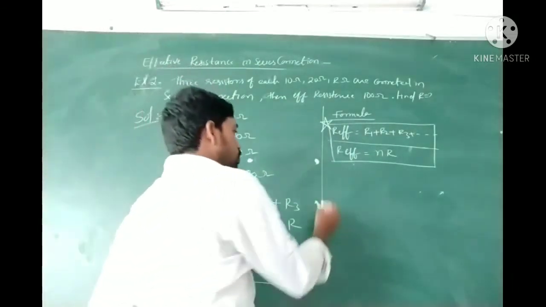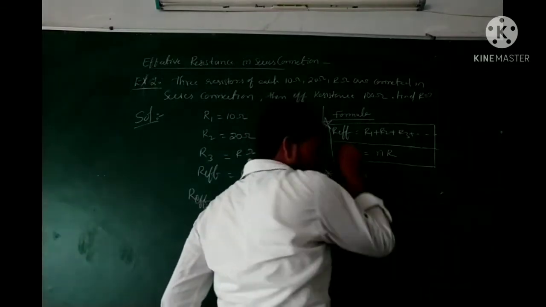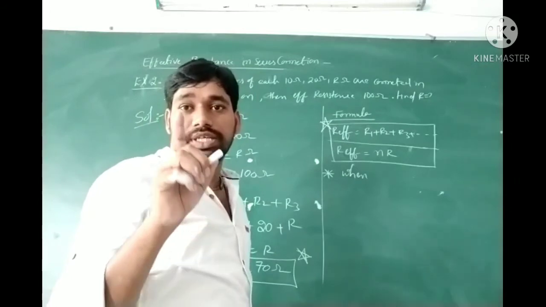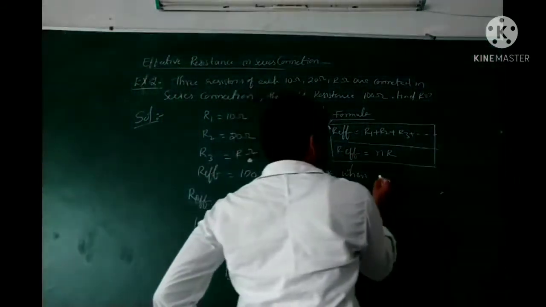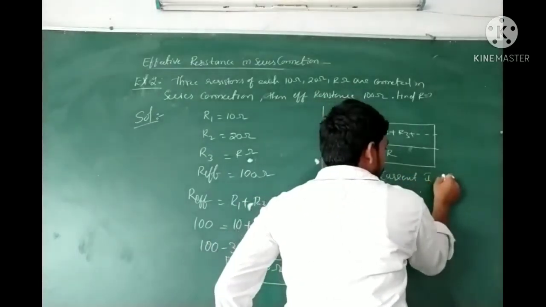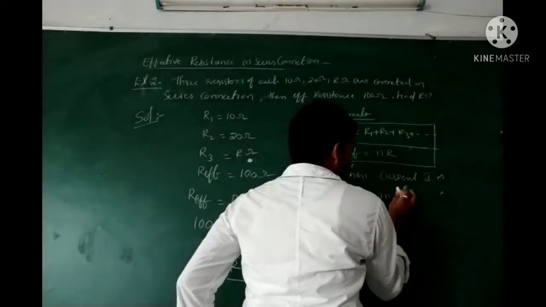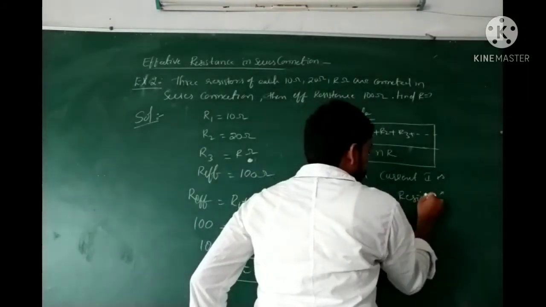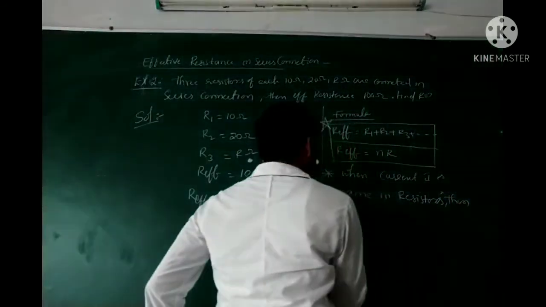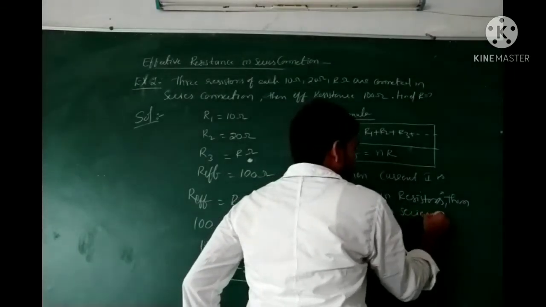And the major point we have to remember: when the current flowing through the resistors is the same, then we have to solve that connection first. That is a series connection. When the current I is the same in the resistors, then they are in a series connection.